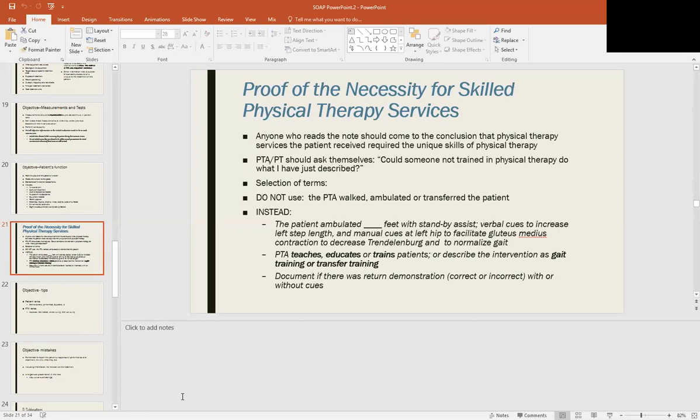Things that you can think about with your verbs: the PTA teaches, educates, or trains patients, or you can describe the intervention you provided as gait or transfer training, and then you want to document if there was return demonstration with or without cues.